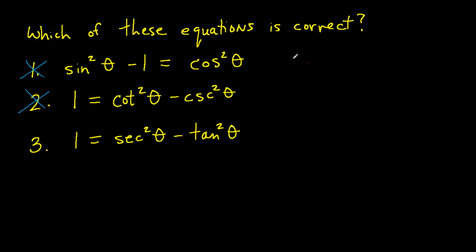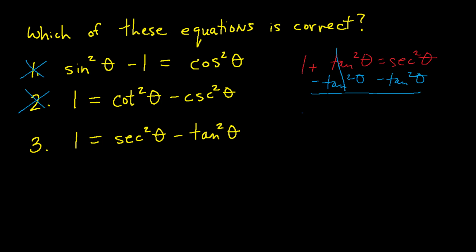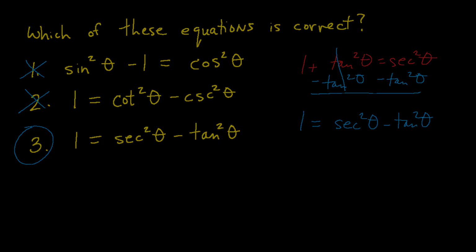For number 3, we'll begin with the identity 1 plus tangent squared theta equals secant squared theta. To isolate the 1, we'll subtract tangent squared theta from both sides of the equation. This leads to 1 equals secant squared theta minus tangent squared theta. So number 3 is correct. I hope this video is helpful in understanding the Pythagorean identities.